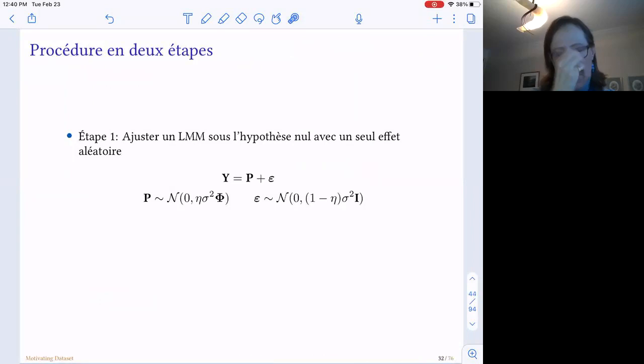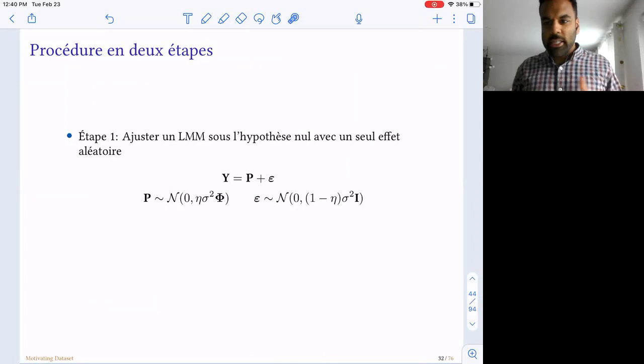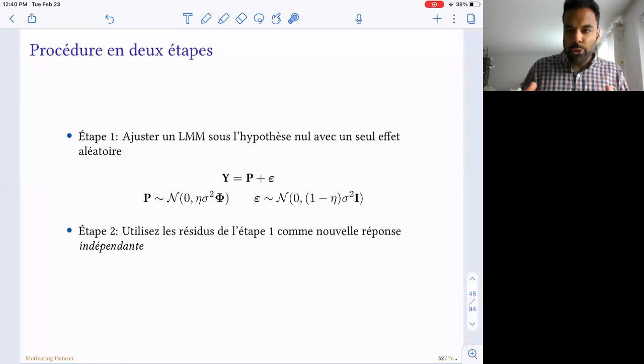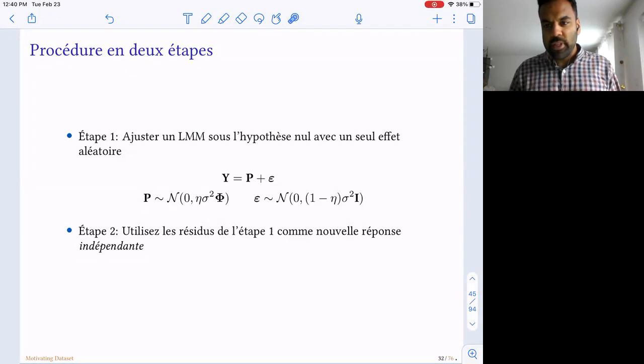The motivation for our method was based on this observation of what people were doing if they wanted to fit linear mixed models using the lasso penalty or the ridge penalty. What they would first do is fit a null model where you only have this one random effect. Then you use the residuals from the first step, because what you've effectively done is remove the dependence between the observations, and then use that in a traditional lasso model which assumes independent observations.